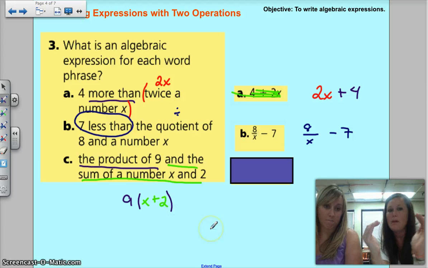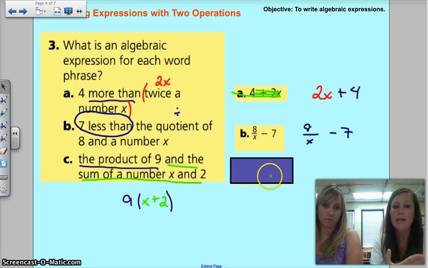So you're gonna marry it together. Put it in a little package, parentheses. So 9 times the sum of x plus 2.